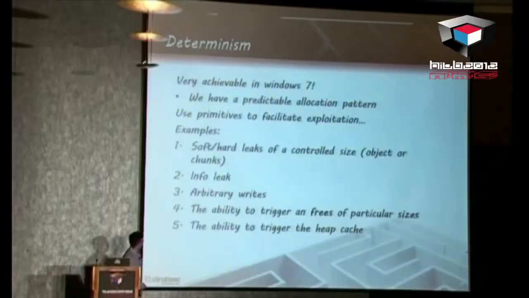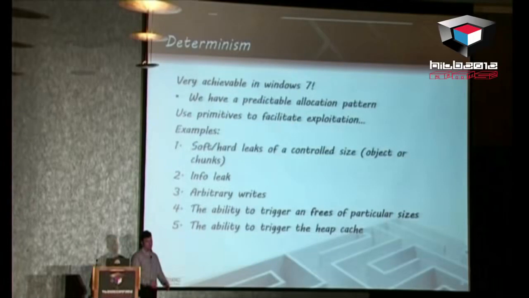So determinism, I'll just cover a little bit about this because it's pretty important. Basically the idea is, we want to have a predictable allocation pattern. We want to defrag the heap a bit. So when we encounter an application that's running in the wild and it's got a heap overflow, the problem is we don't know the state of its heap, right? We can allocate chunks to fill up the holes in the heap to have deterministic chunk allocations afterwards.